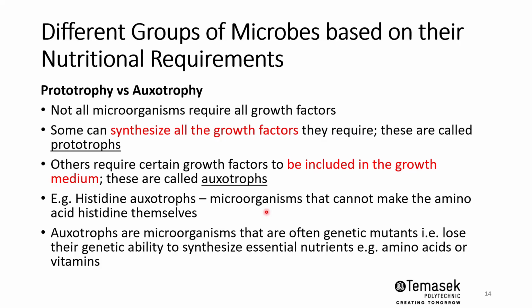The auxotrophs are microorganisms that are often genetic mutants. So they lose their ability to synthesize certain essential nutrients. And we know these are essential nutrients such as your amino acids or your vitamins.